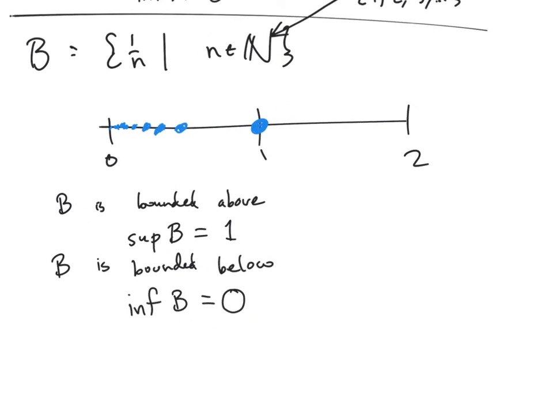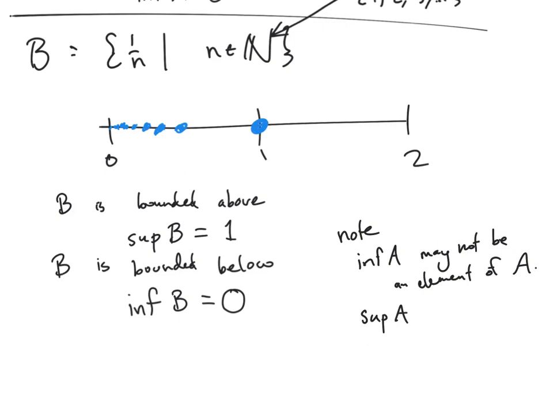This demonstrates, I will just say, note that inf of A may not be an element of A. That is the case in this example. The inf here was 0, even though 0 is not part of the set. And same with sup. The sup of A may or may not be in A. The sup and the inf may not be in the set itself.